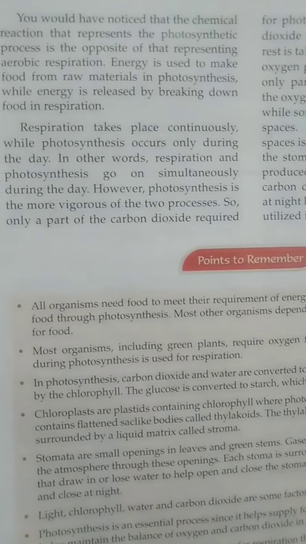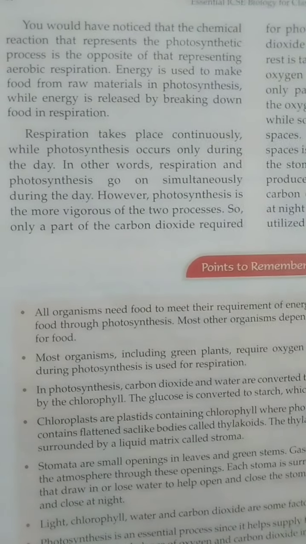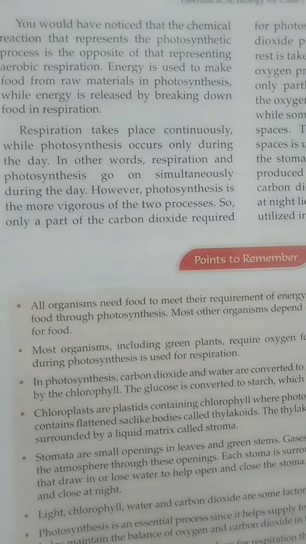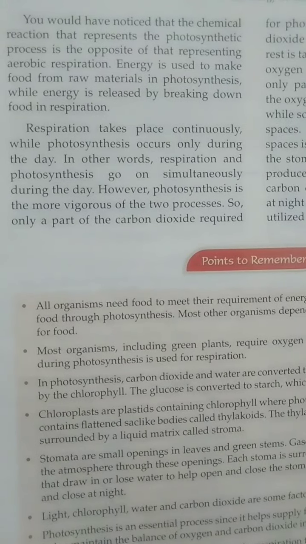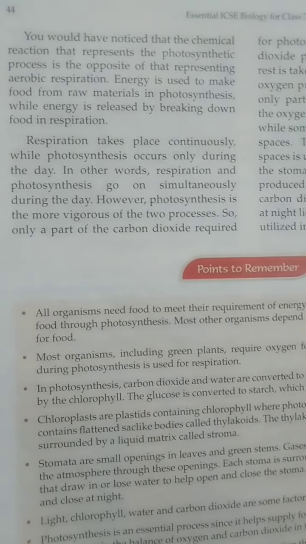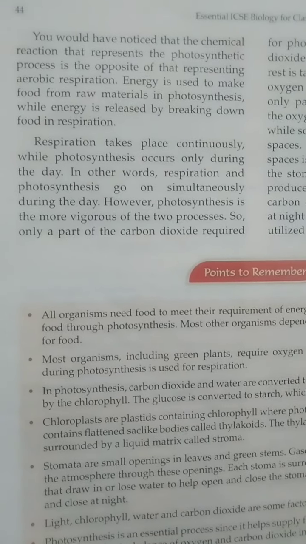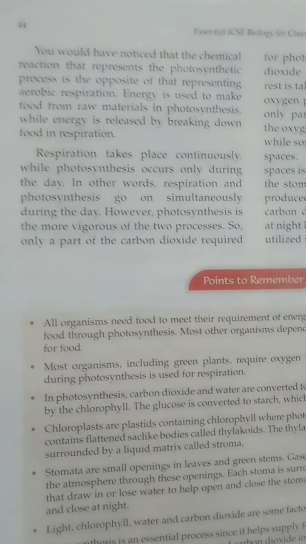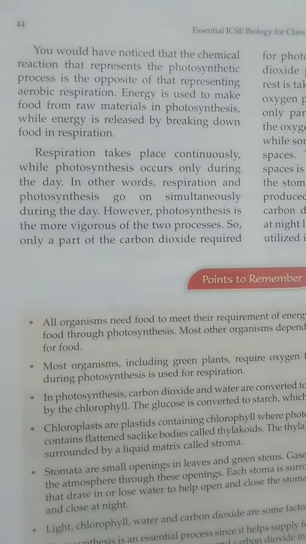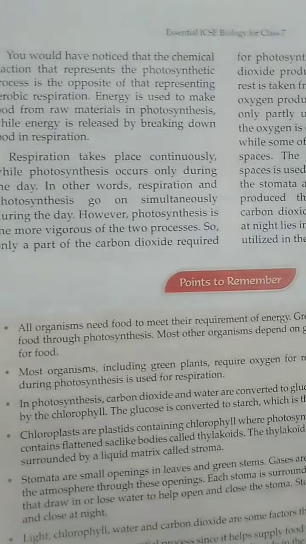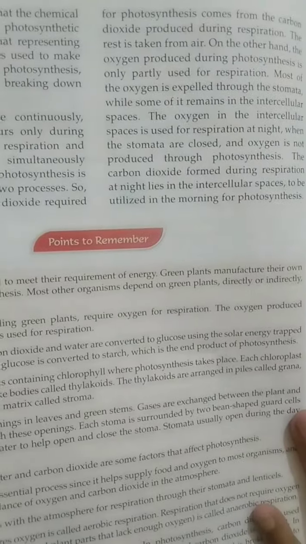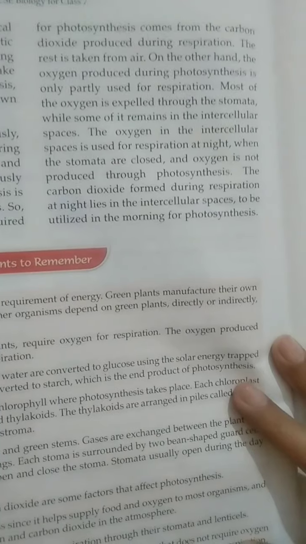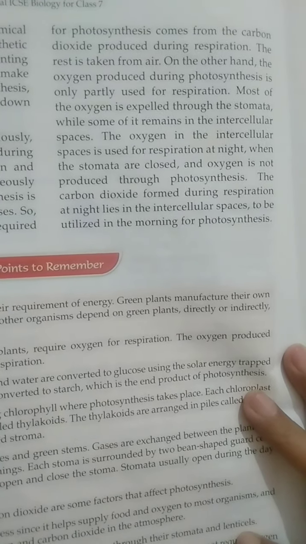But during daytime both the processes go on simultaneously. Here the process of photosynthesis occurs more vigorously, at a faster rate, as compared to respiration. Now, a part of the carbon dioxide which is required for the process of photosynthesis comes from the process of respiration. And the rest of the carbon dioxide which is used for photosynthesis comes from the air, where it is already present.